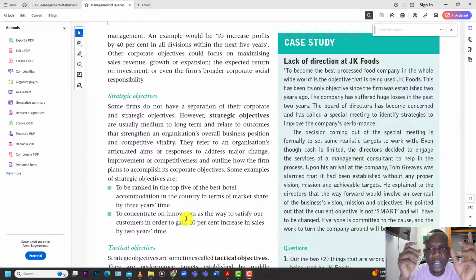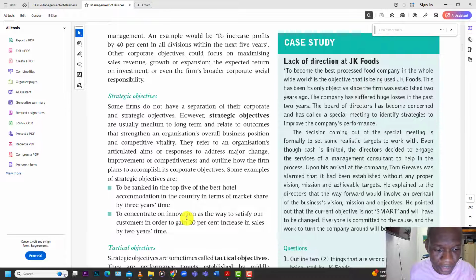So you are now positioning your company. You're putting them in a position to be more competitive, putting them above the rest. So this is where strategy comes into play. To be ranked in the top 5 of the best hotel accommodation in the country. See that strategy. You're looking at the ranking. You ain't saying number 1 just yet. Top 5. Because you know, when push comes to shove, people typing in looking for a hotel, you're gonna come up in the rankings.